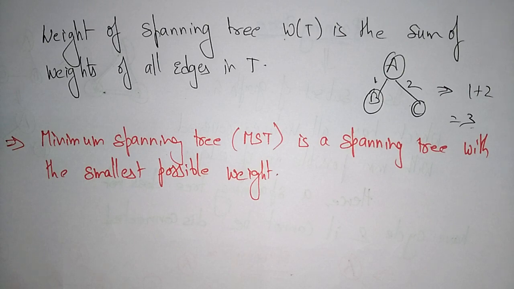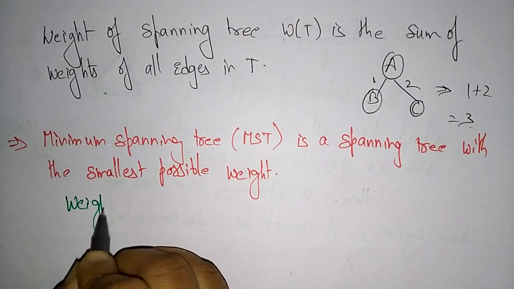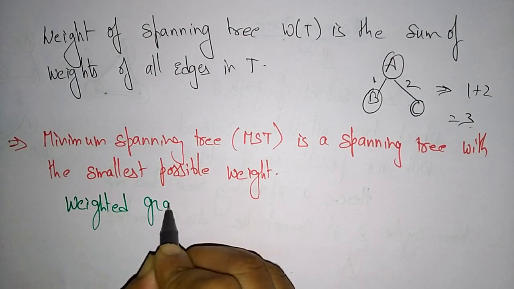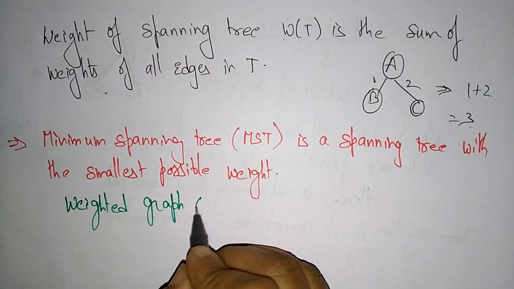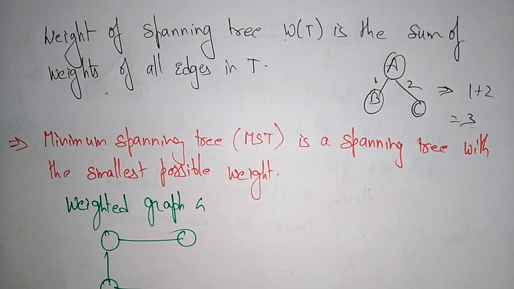Okay, so let me explain with an example. So let me take the weighted graph. I'm taking the weighted graph, not a spanning tree. So a graph. So these are the nodes.